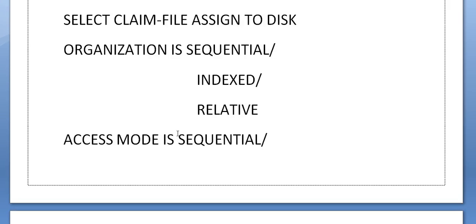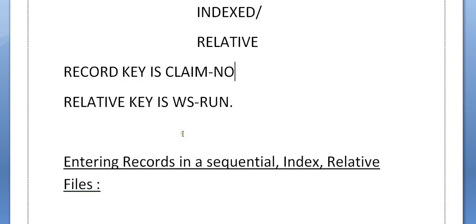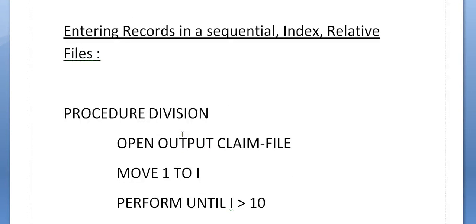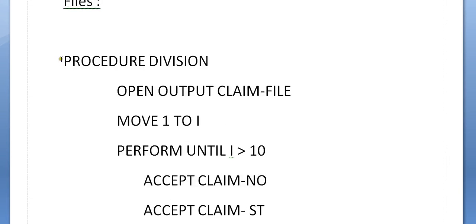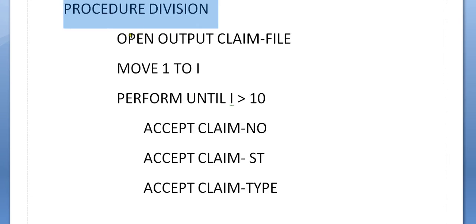structure or organization we code for a file. I mean, how do you declare the file declaration or the input output section for sequential, indexed and relative files? So, entering your records in sequential, indexed and relative files. As usual, the procedure division: open.